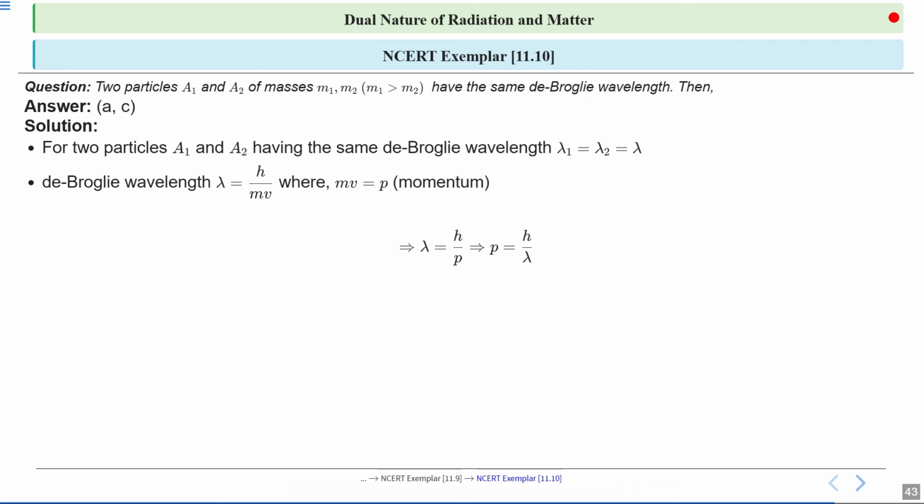This tells us if both particles have the same wavelength, they must have the same momentum, since h is a constant and lambda is the same for both. So in the question, both particles A1 and A2 have the same de Broglie wavelength, which means they have the same momentum. Here h is a constant, 6.626 multiplied by 10 to the power minus 34 joule second. This means that for a fixed wavelength, the momentum p must also be fixed, no matter what the mass is.